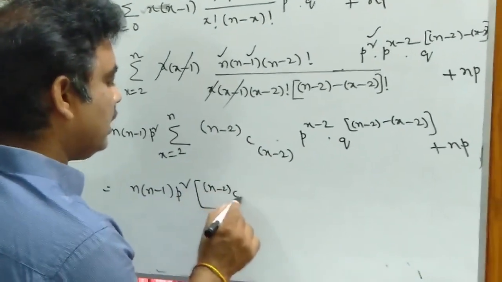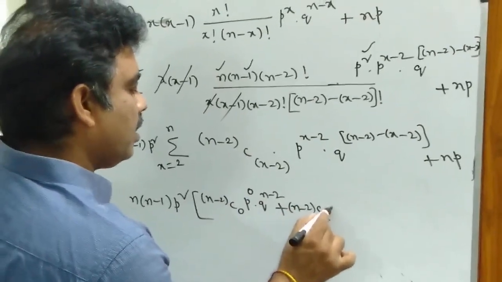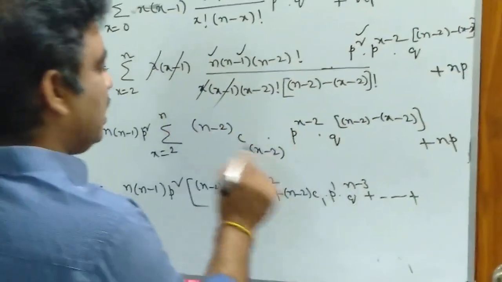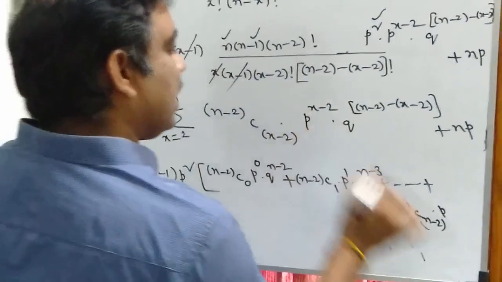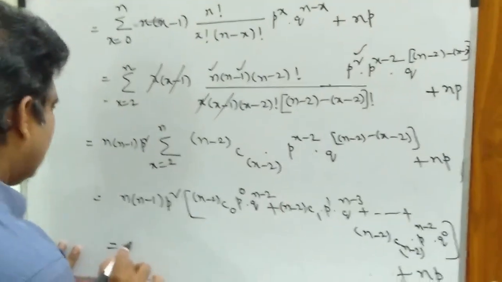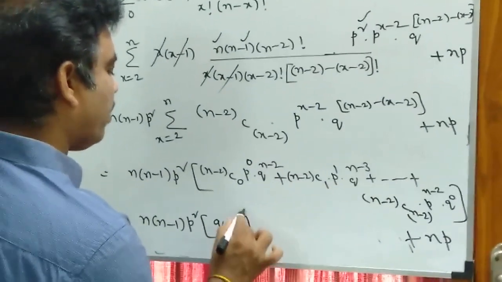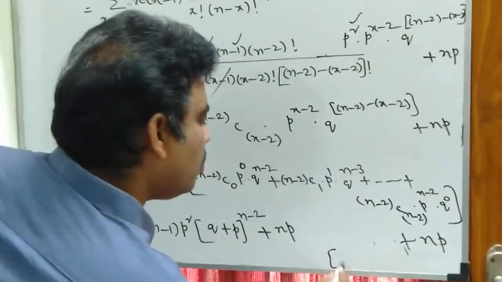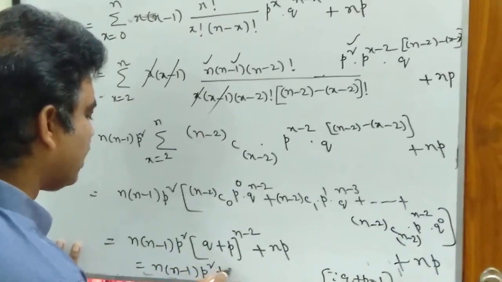This is n minus 2 C0 p power 0 q power n minus 2, plus n minus 2 C1 p power 1 q power n minus 3, and so on, plus the last term, putting x equal to n, n minus 2 C n minus 2 p power n minus 2 into q power 0, plus np. That is n into n minus 1 into p square, times the bracket, the entire term q plus p whole power n minus 2, plus np. But what is q plus p? We know that q plus p is equal to 1. So the value becomes n into n minus 1 into p square plus np.